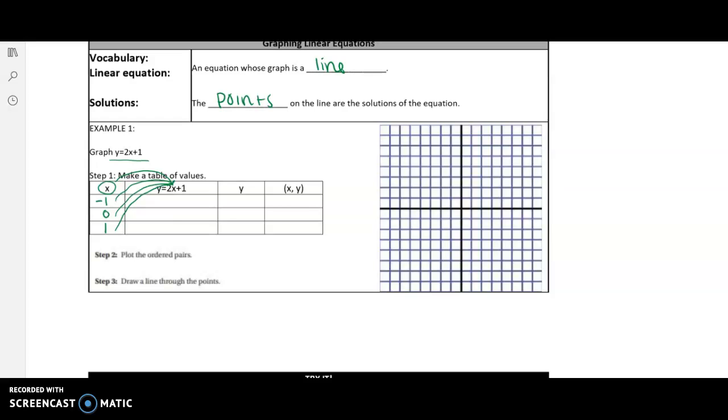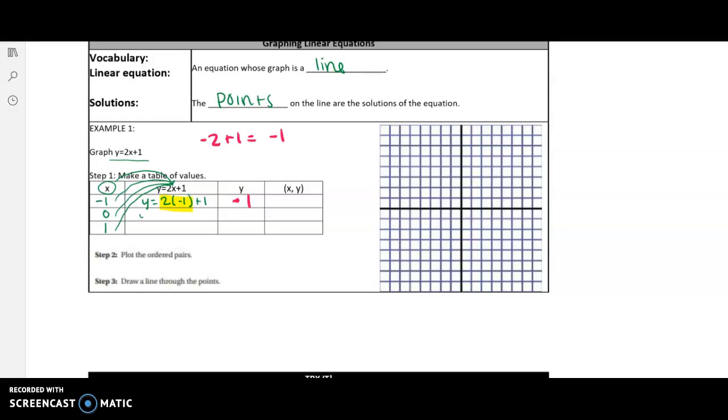So we have y equals 2 times -1 in this case, plus 1. We have to use PEMDAS, and so we know that we have to multiply first. So we're going to multiply 2 times -1, and we get -2. And then we're going to add 1. So -2 plus 1 gives us -1. And so we have -1 here. So let's do that for all of them.